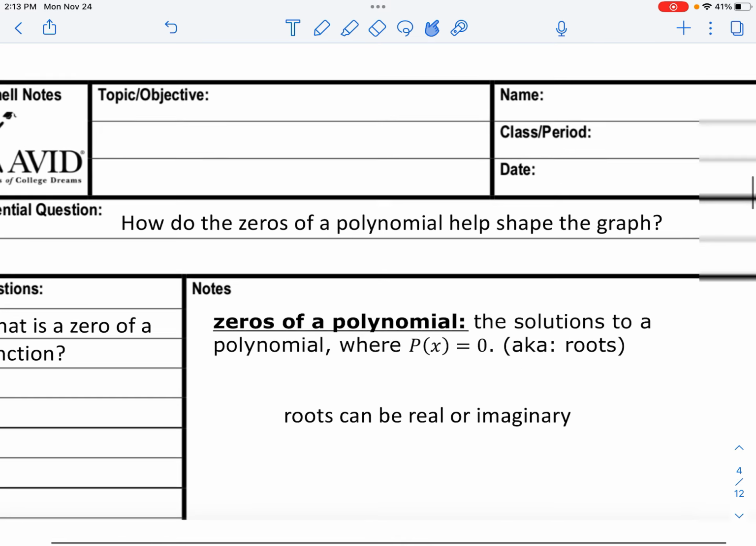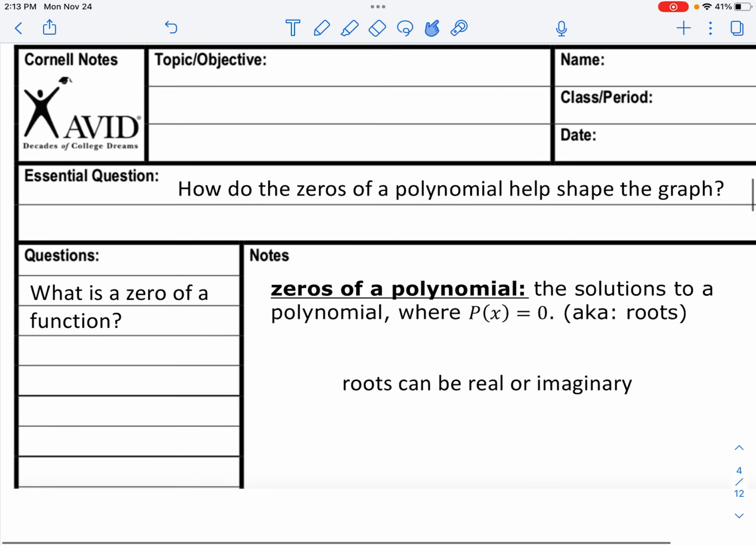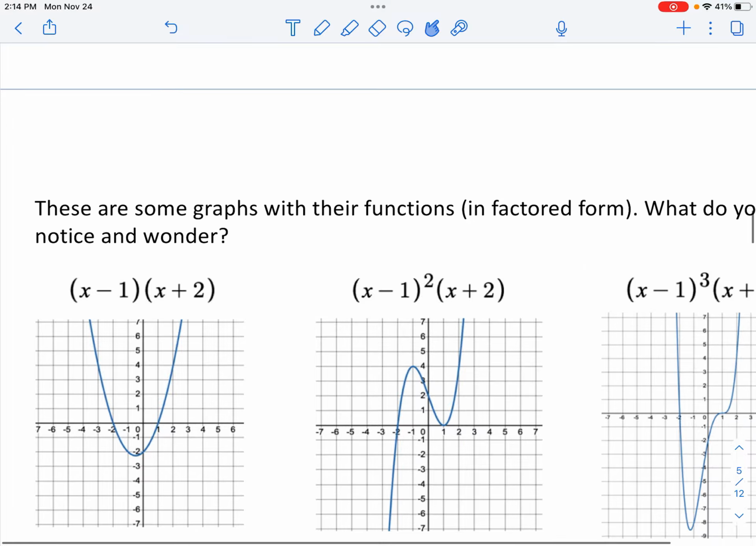Okay, so zeros of a polynomial. These are your solutions. This is where the function is equal to 0. They're also known as roots. So we had talked about this before. Roots can be real or imaginary. We haven't really talked about that in this class. We probably won't really get into imaginary roots, but there are two possibilities there. You can have real roots or imaginary roots. If you take pre-calc, we'll talk a little bit more about the imaginary root part.